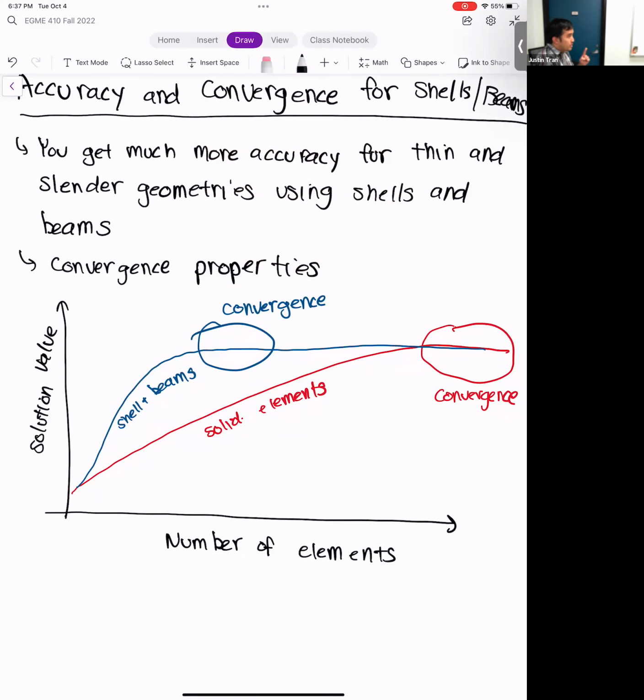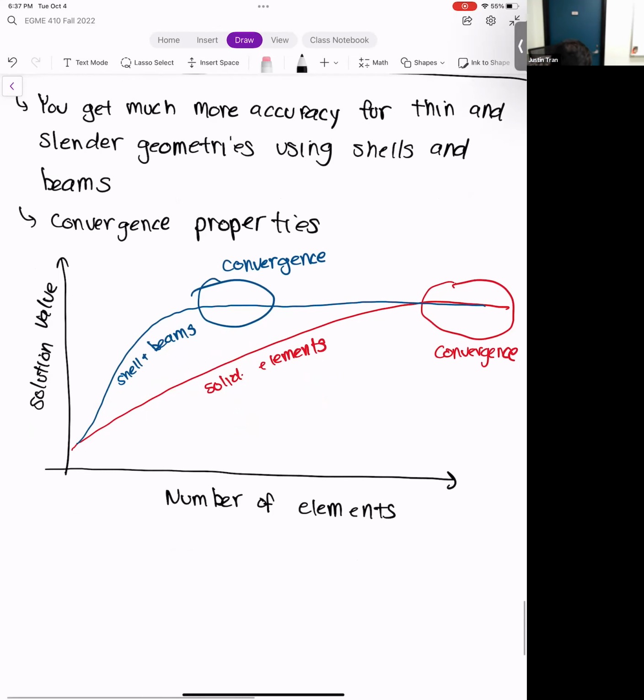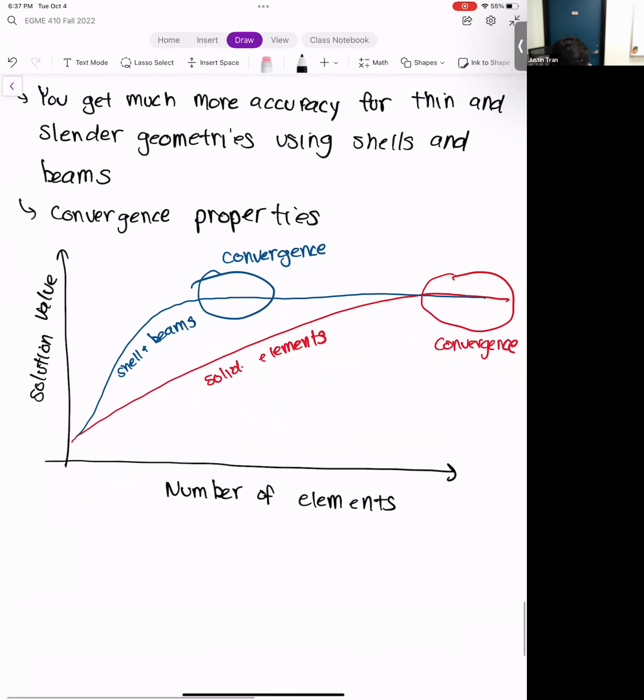But you have to be careful. This graph here makes it seem like shell and beam elements are wonderful, and they are wonderful. I'm not trying to say that they're not, but you can only use them in the correct situations. In other words, you want to be careful not to try to force shells and beams into situations where they're not appropriate.